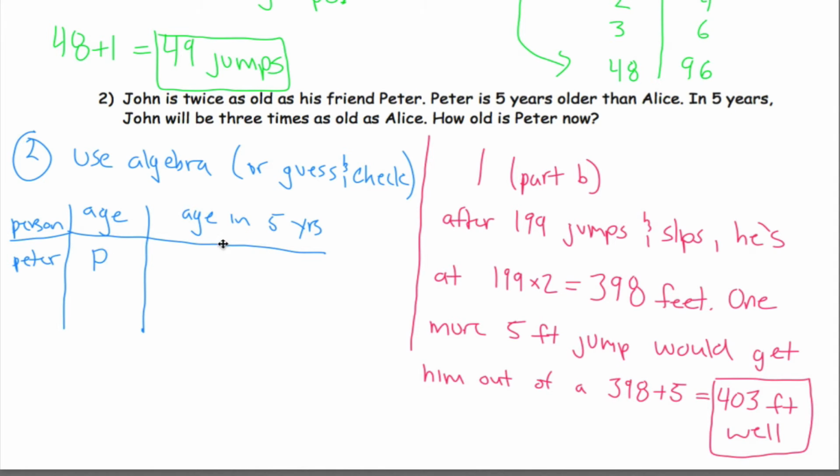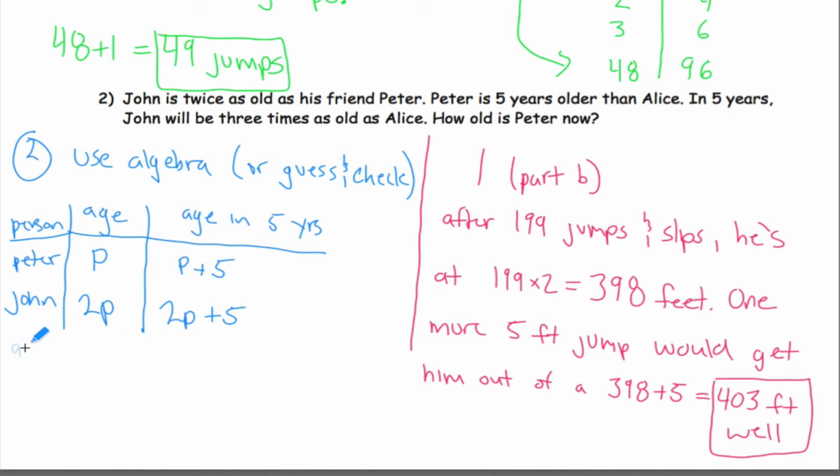And so if he's P right now, in 5 years he will be P plus 5 years old. What about John? Well, John is twice as old as his friend Peter. If Peter is P, John would be 2P. And in 5 years, he would no longer be 2P. He would be 5 more than twice what P is.